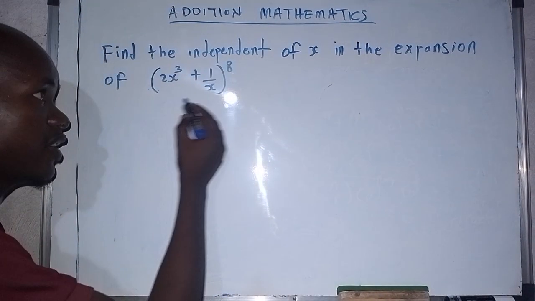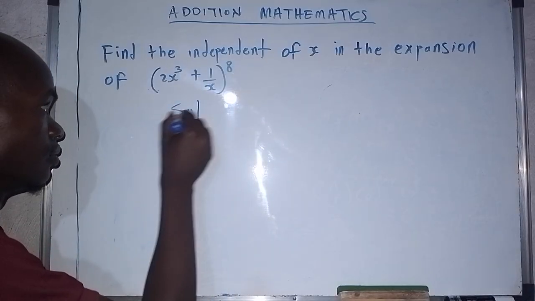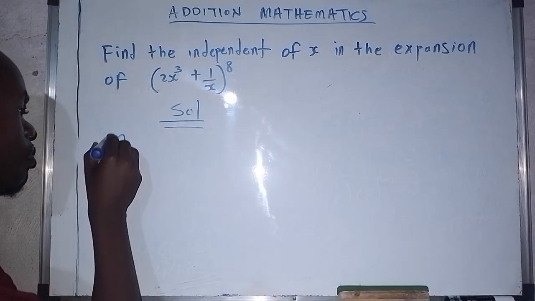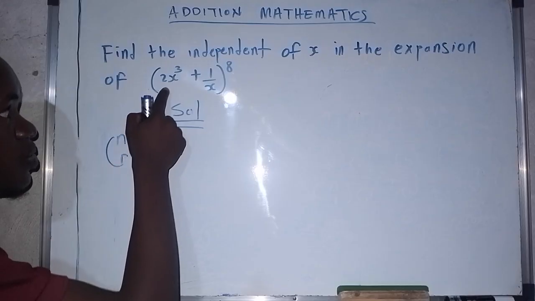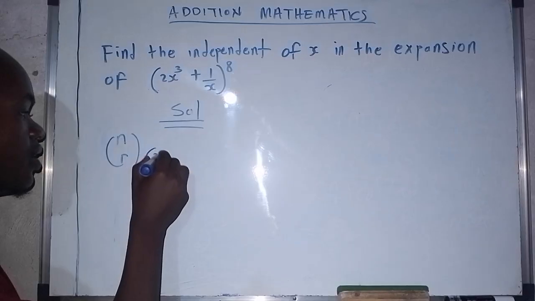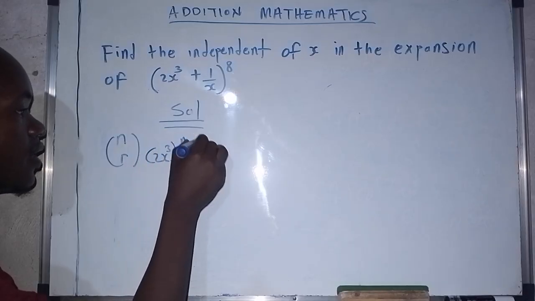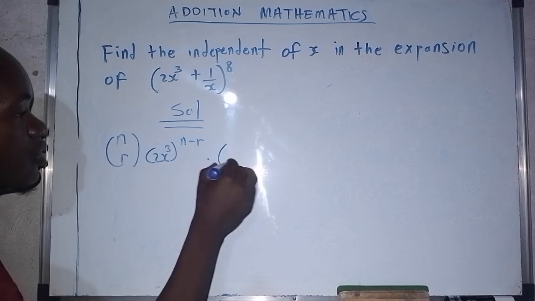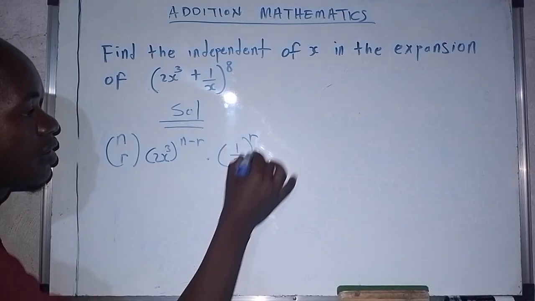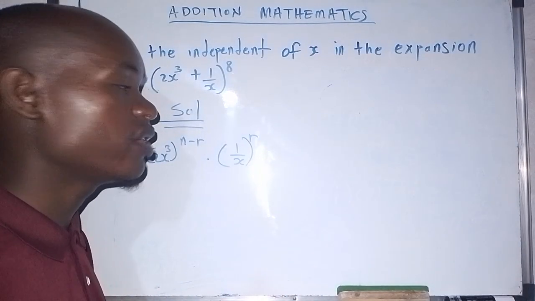They say we find the independent term of x in the expansion of this term. So the solution: we have nCr. What we do, take the first term, which is 2x^3. So we say (2x^3)^(n-r), then this we multiply with (1/x)^r. So what I've done here, I've just used the concept of the binomial.